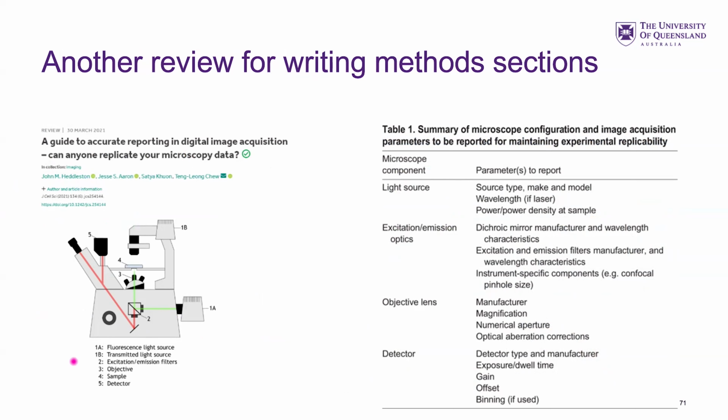This is a generic microscope stand where they say, these are all the things you can talk about: the light source, the transmitted light source, the excitation emission filter, objective, the sample, what the detector was. Now, if you don't know what these things are, come and talk to the people at the facility and we know that stuff. We're happy to help, so we can help guide it.